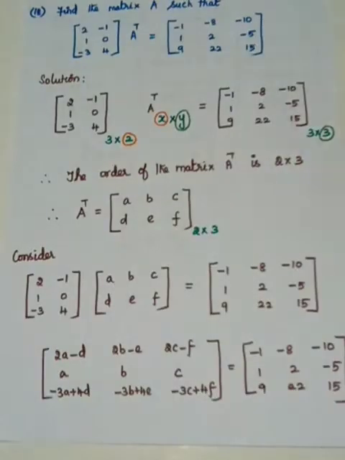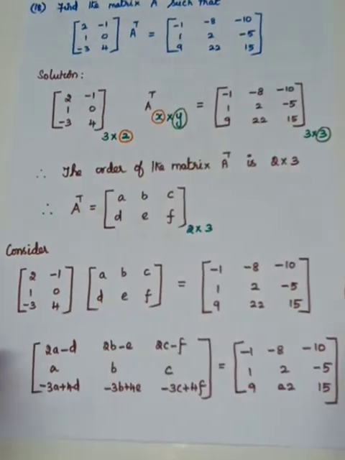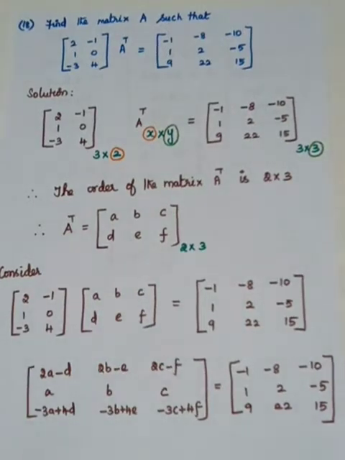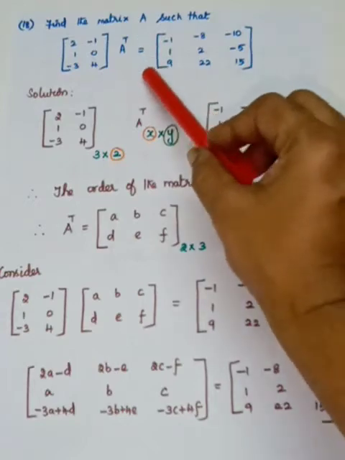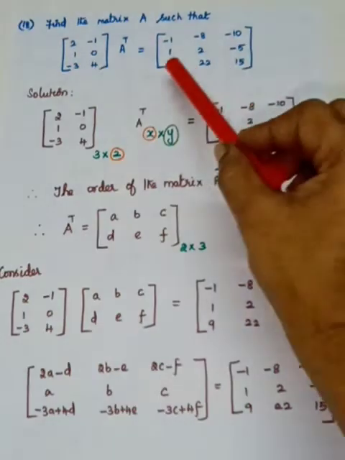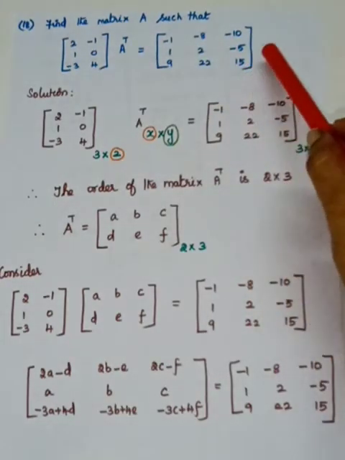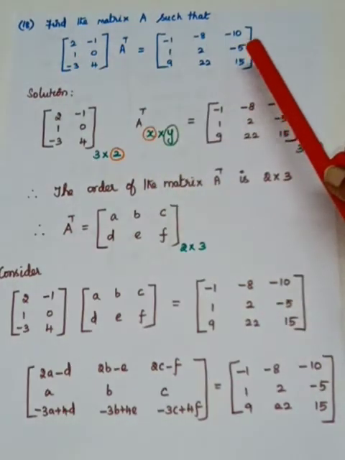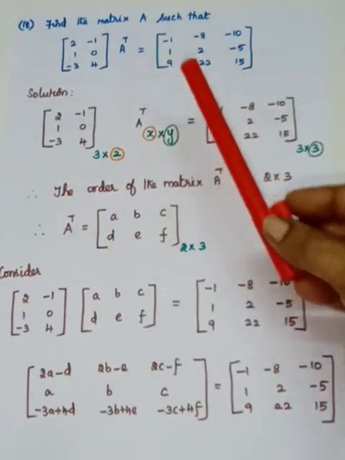Okay, so we'll go to problem number 18. See now, find the matrix A such that the matrix 2 minus 1, 1 0, minus 3 4, that is a 3/2 matrix with 3 rows and 2 columns, into A transpose is equal to minus 1 minus 8 minus 10, 1 2 minus 5, 9 22 15. That is a 3/3 matrix. So one result is given involving matrices, and from that you have to find the A matrix.